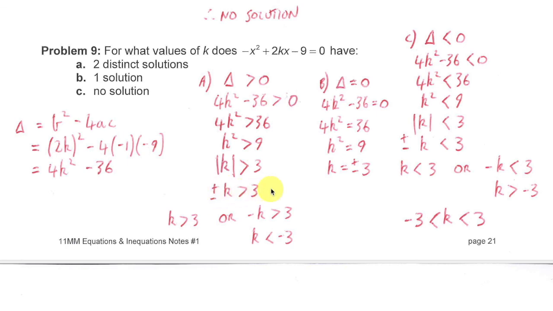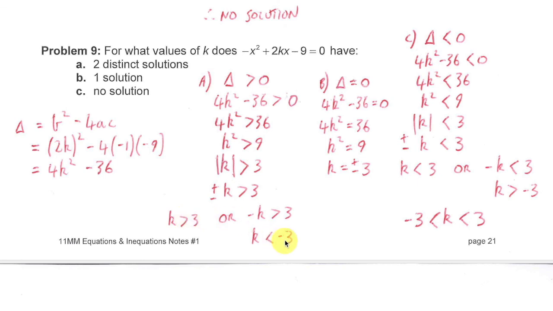So if I go with this idea, then what I can say is that positive k is greater than 3, or I can say that negative k is greater than 3. Now, if I divide both sides by the negative, I'm going to end up with k being less than negative 3. So in order for us to have two distinct solutions here, either k needs to be less than negative 3, so they're all very low values, or k needs to be greater than 3.